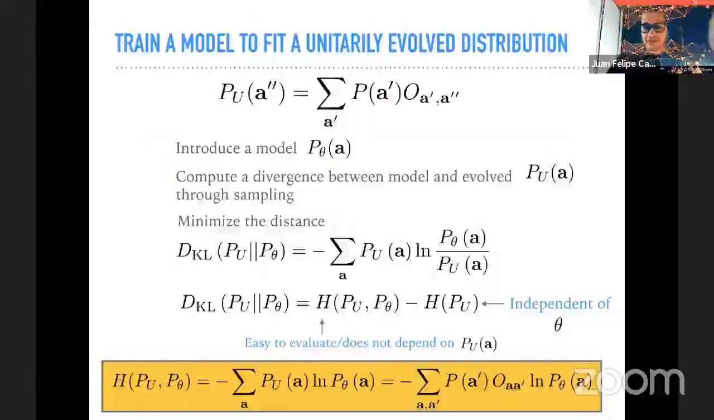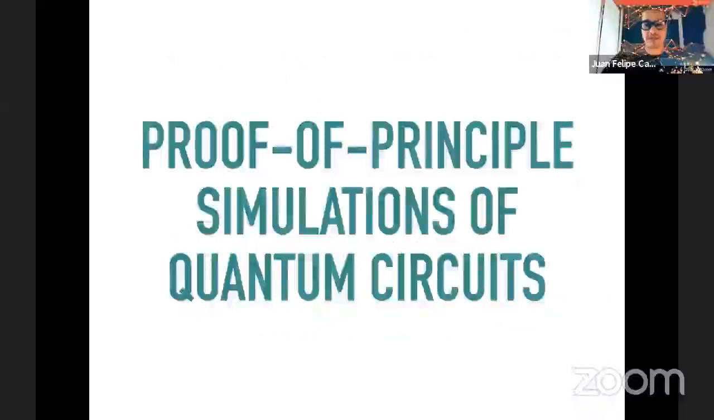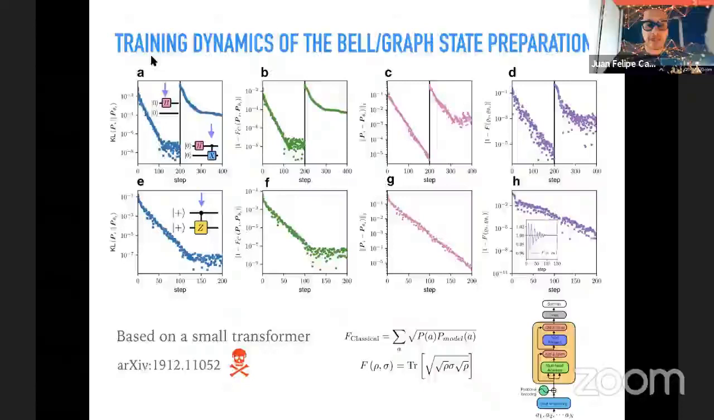And so with that tool on our belt, we tried some proof of principle calculations, okay? So can we do unitary evolution in terms of probabilistic models? Let me show you what this proof of principle looks like. We tried to simulate very simple circuits to create the Bell state and the graph state. Here what you see is the KL divergence between the model P theta and the exact distribution PU as we apply different gates. The good news is that when we do the training of this cost function or a similar cost function, we see that the KL divergence goes very rapidly to a very small number, basically exponentially. This is a log plot.